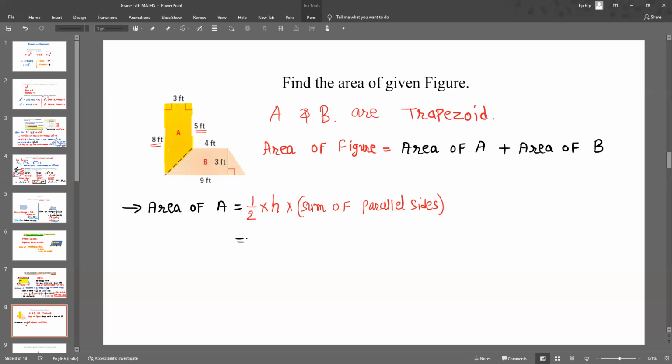Hello, hello, can you hear me? Yes. Okay. So now, how can we find the area of this trapezoid A?